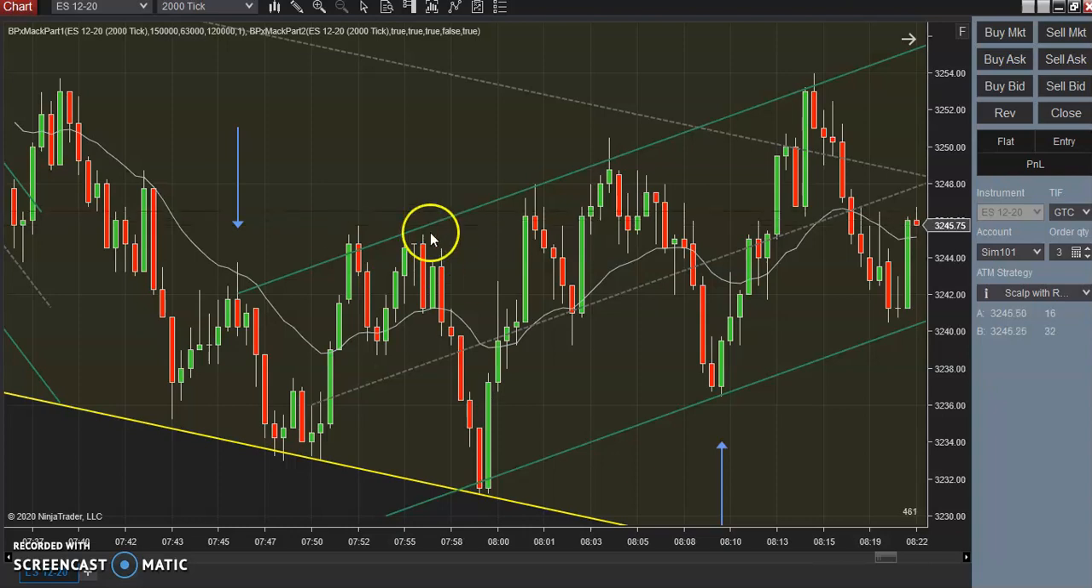I'm noticing here, looks like we got a little bit of a trap. People went long above this bar right here probably, and boom, drops down.